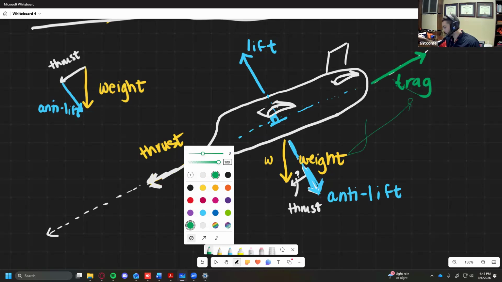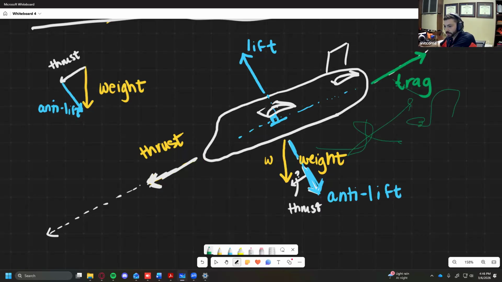Whoa, what's going on here? Give me one second. I don't know what's going on with my pad. Try to reconnect this.